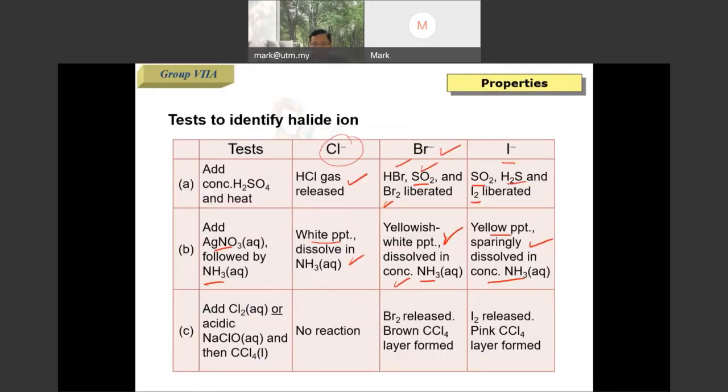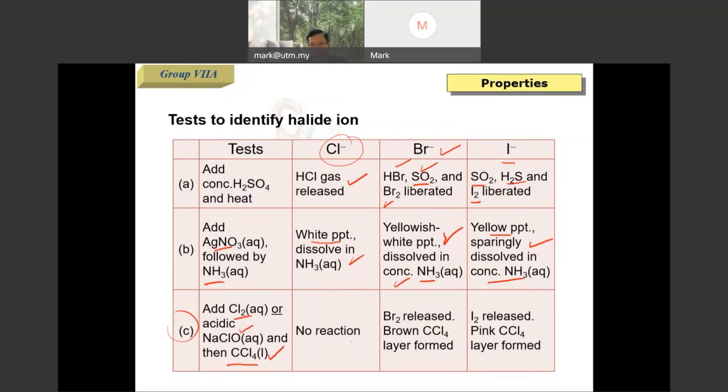Another method, method C, we can add aqueous chlorine, or acidic sodium hypochlorite, and then we add in the CCl4, the tetrachloromethane. Tetrachloromethane is a non-polar solvent. When it reacts with the sodium hypochlorite or the aqueous chlorine, it will form the gases, chlorine, bromine, iodine gas. And these gases are also non-polar, so they will dissolve in CCl4.